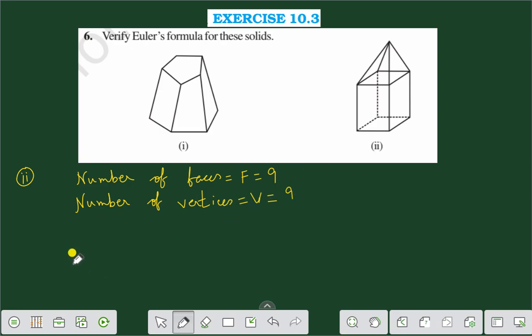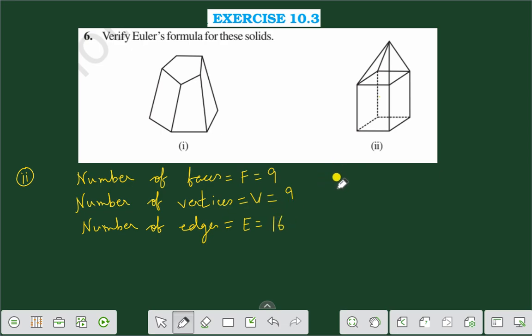Now we will find the number of edges. Number of edges is equal to E. And that is equal to, count the number of edges: 1, 2, 3, 4, 5, 6, 7, 8, 9, 10, 11, 12, 13, 14, 15, 16. Number of edges is 16.